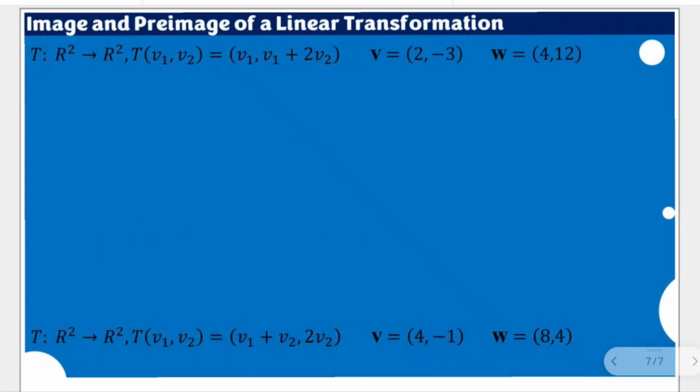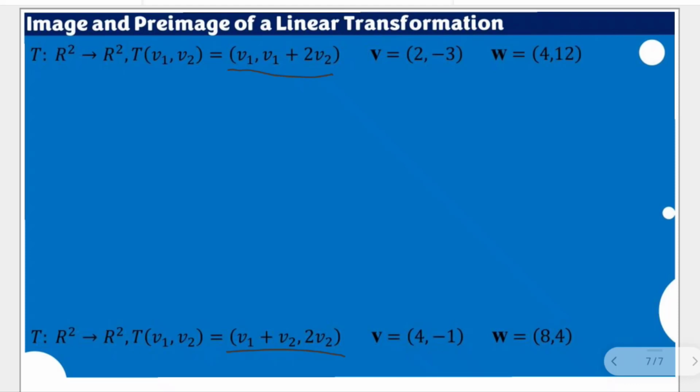For any linear transformation, we can also take or solve for the image and the pre-image using different vectors. We have here two linear transformations given to us. The first linear transformation is defined with this, and the second is defined with this as well. Now, the image of a linear transformation is an element of the codomain after we have applied a certain vector that is an element of the domain.